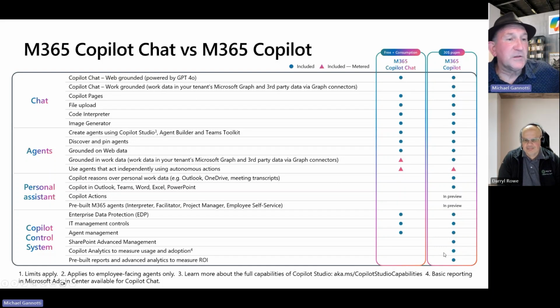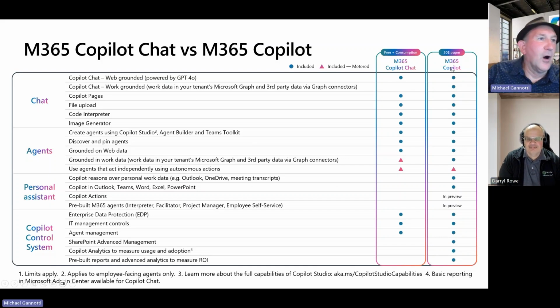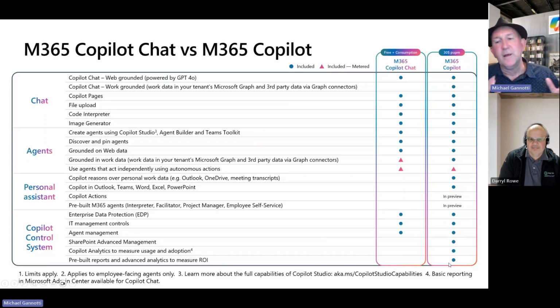Copilot Analytics, which, Darryl, where do you find that in? That's in Viva Insights. So another benefit of getting Microsoft 365 Copilot, you get a license for Viva Insights. Yeah, that's pretty rocking. Yeah, it's a good deal. So all these people licensed here are going to get that. You'll be able to then look at measure usage and adoption, we have set reports now for this. And then finally, pre-built reports and advanced analytics for ROI. Again, that's going to fall under the paid subscription versus the free.